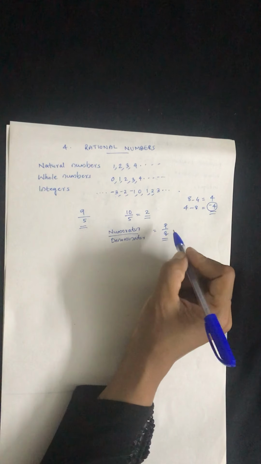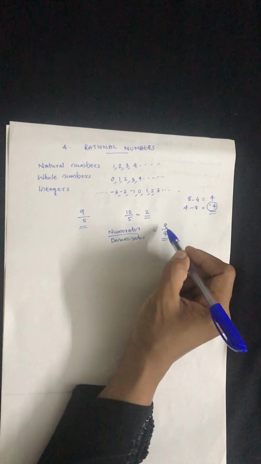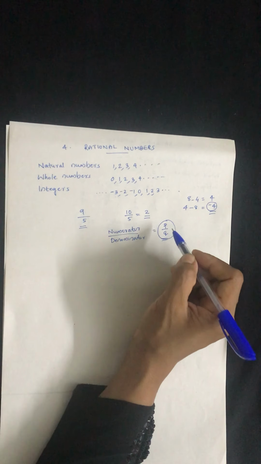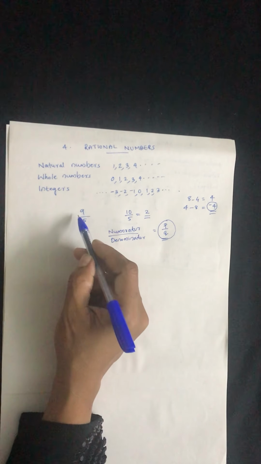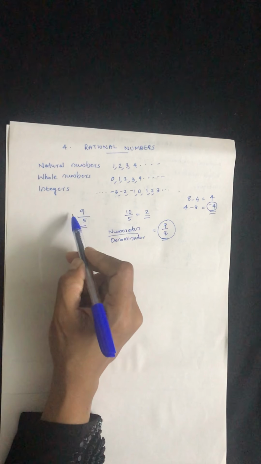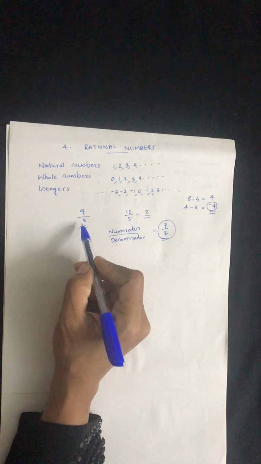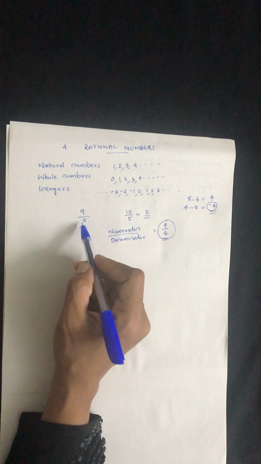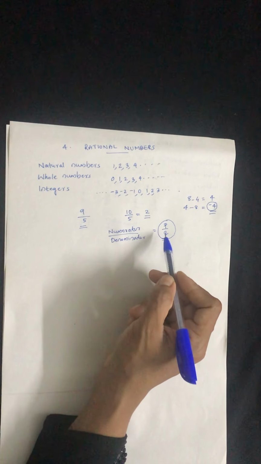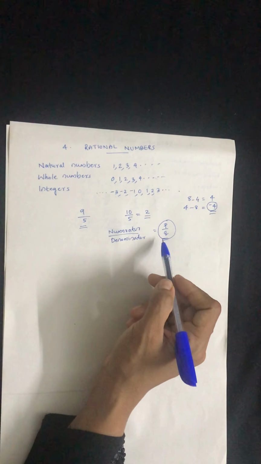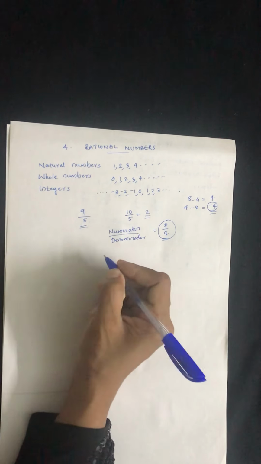Sometimes we get p by q form. That form we can call a fraction form. Here when we take both integers as positive, 9 is a positive integer and 5 is another positive integer, at that time we will get a p by q form with positive values. Both numerator and denominator are positive.